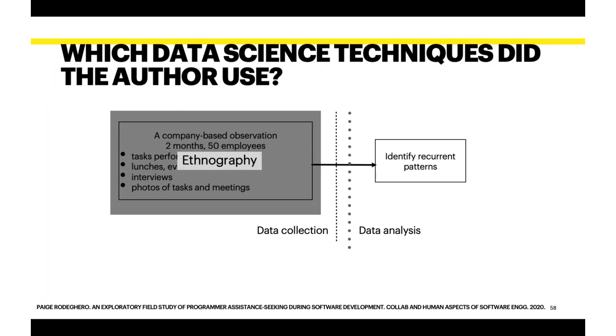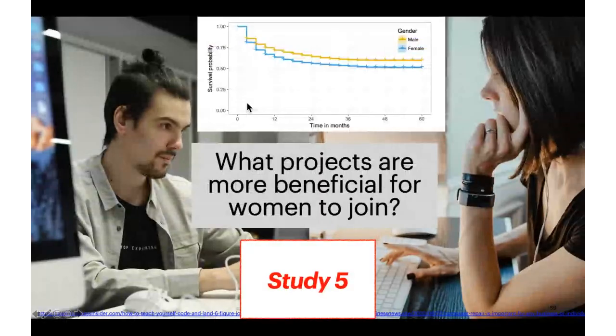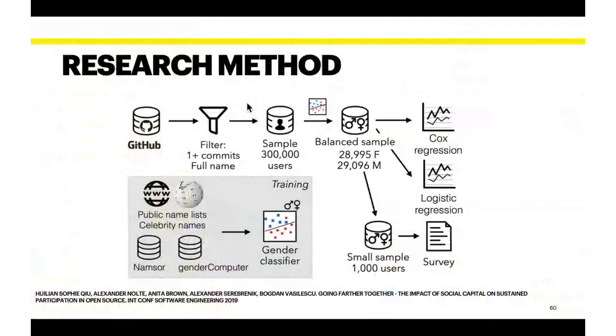The last study I want to talk to you about is one I have conducted together with colleagues from Carnegie Mellon: which projects are more beneficial for women to join. In this case, we started with analyzing GitHub data. We sampled 300,000 users. This again is a sampling thing, because of course GitHub has millions and millions of users.